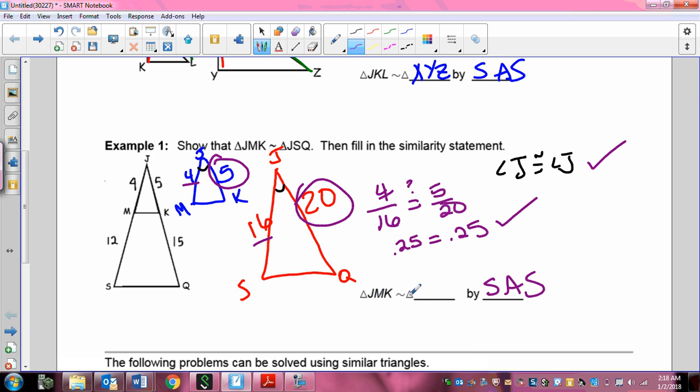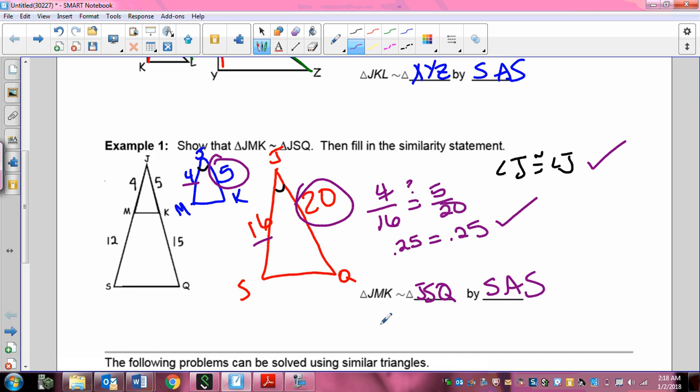Triangle is similar to triangle, we have to start with J, and N is going to be the same as S, and K is the same as Q, JSQ. So that order did matter.